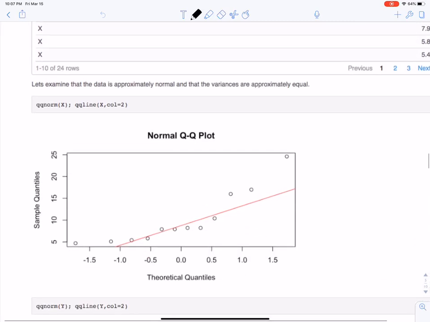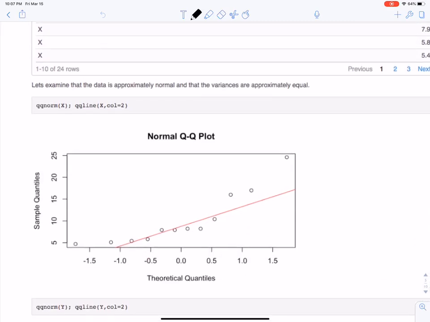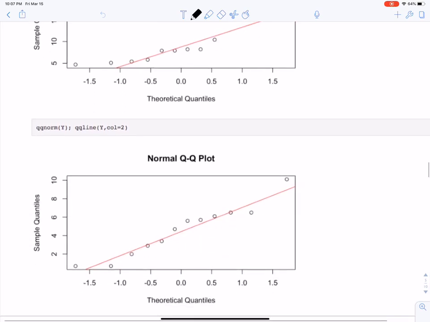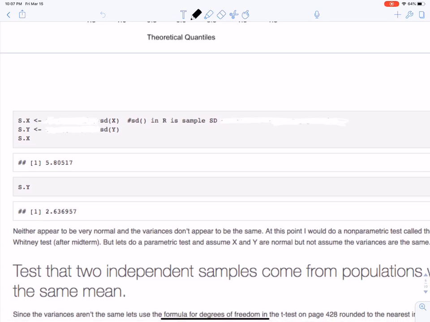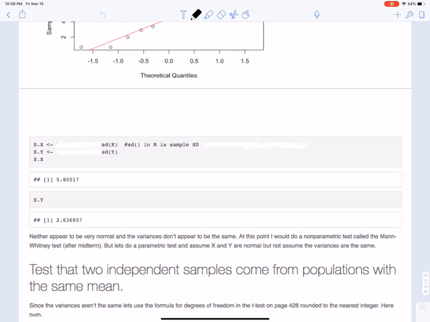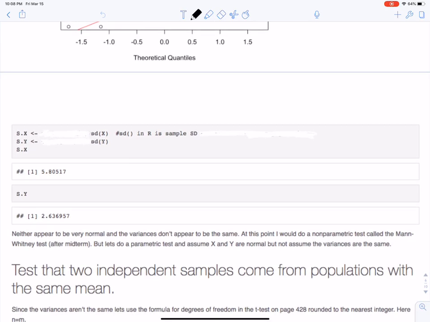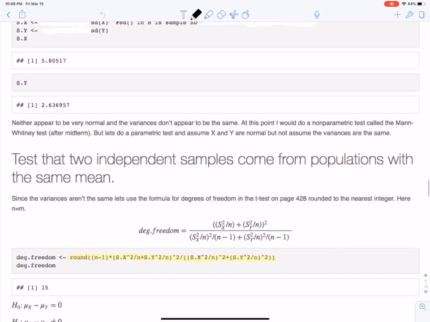When I make this, I can examine the normality assumption, and it doesn't look very much like a straight line. I can also see that the SDs are different, so I probably would not do a parametric test here. I would do a non-parametric test called a Mann-Whitney test, which we'll do after spring break, actually. But let's ignore those difficulties right now.